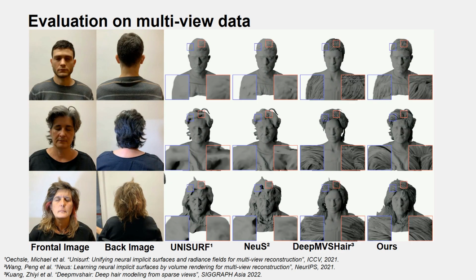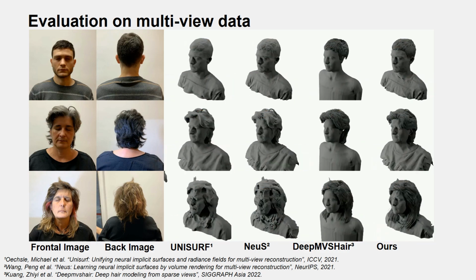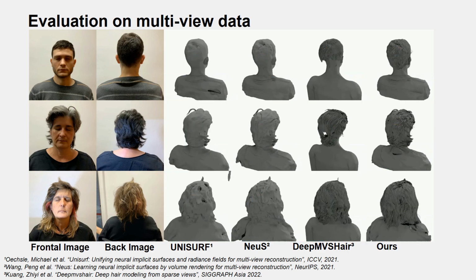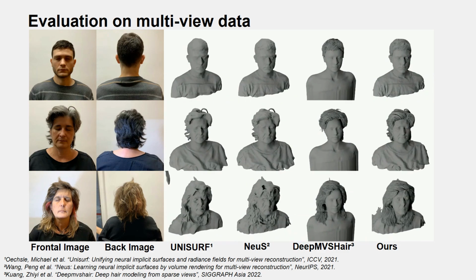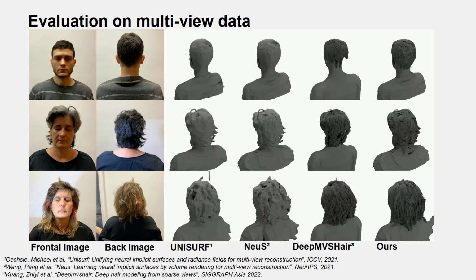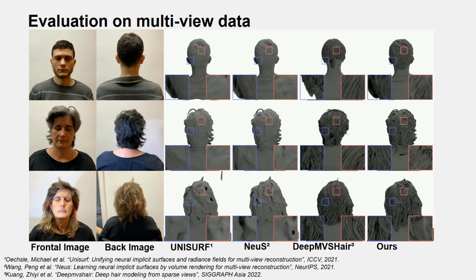We compare our method against popular 3D reconstruction approaches, such as UNISURF and NeuS, as well as a strand-based reconstruction method, DeepMVSHair, on publicly available scenes from the H3DS dataset. Our method is capable of obtaining more accurate and realistic hair geometry even in the regions with poor illumination. See the back view in the top row.